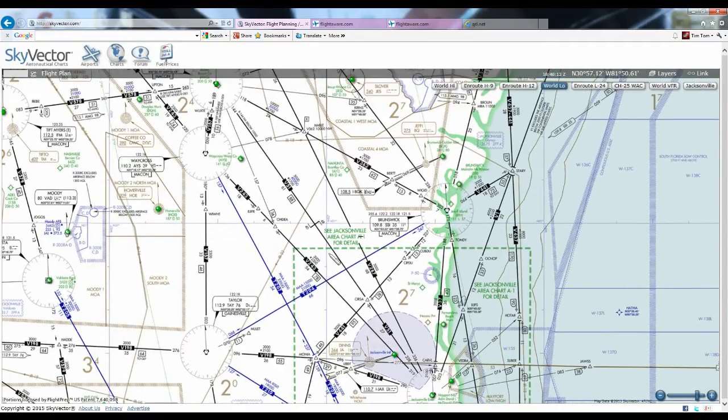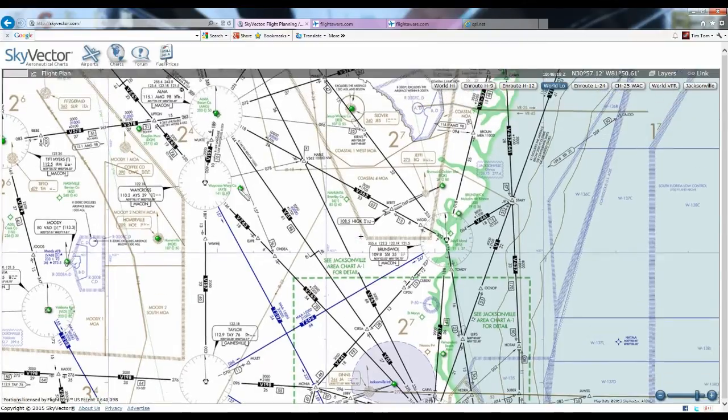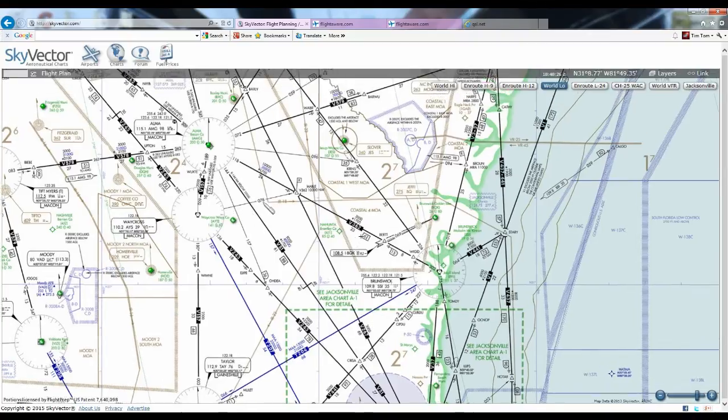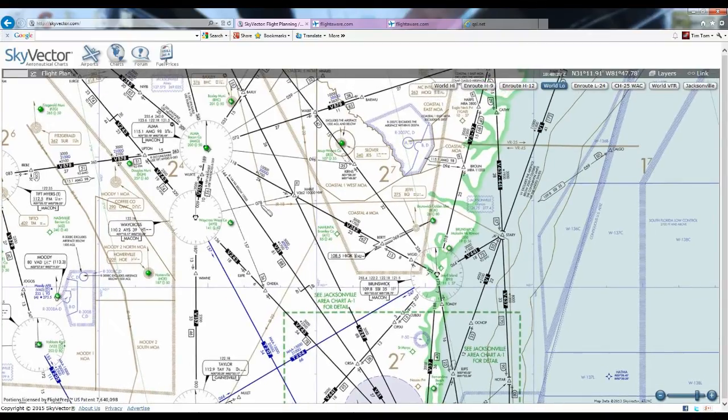So, I want to point something out. You may see on en route charts, as well as SIDs, STARs, and approaches, thick, bold lines and thin, smaller lines. How do you know which one is a route that you could fly on the chart?